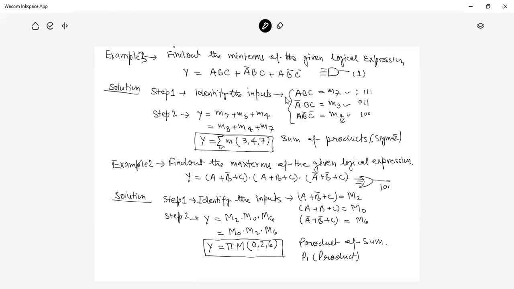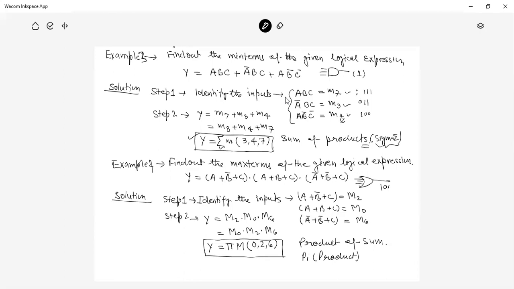That is a summation sign. And here it is a small m because of min terms, and the suffixes 3, 4, 7. So 3, 4, 7. So this is the expression for SOP, and here it is the summation sign. Now, this is example 4.